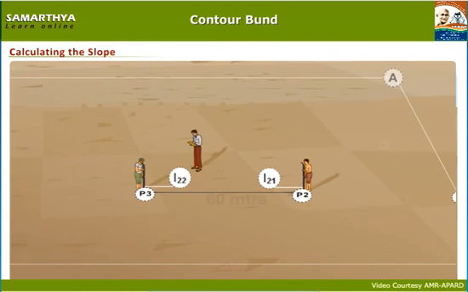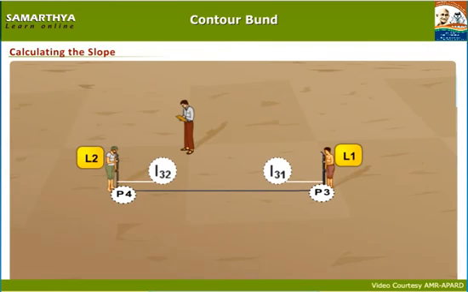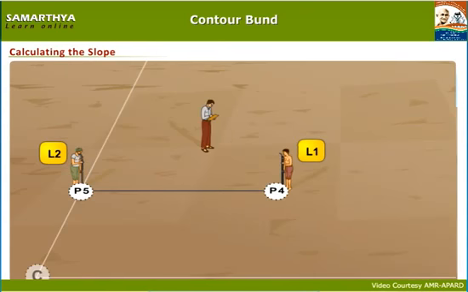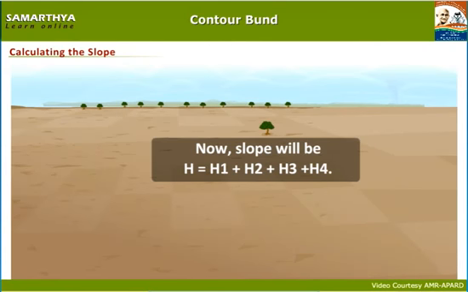In the same way, keep L1, L2 at P3 and P4 points and note the readings of L31 and L32, and say H3 is equal to L31 minus L32. Now keep L1, L2 at P4 and P5 and note the readings of L41 and L42, and say H4 is equal to L41 minus L42. Now slope will be H is equal to H1 plus H2 plus H3 plus H4.